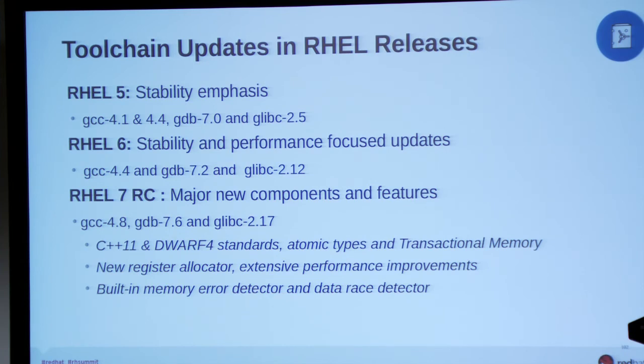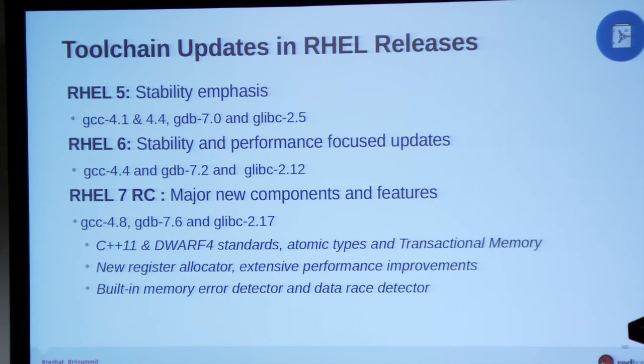And just to pull out some of the quick headlines on GCC, what do I get as a developer? So you get C++11 and DWARF 4 standard support. You're getting guaranteed atomic accesses to memory, so you can have a variable and you can use that to synchronize across threads. You're getting transactional memory, where you can have a group of instructions and you can have them act similar to a database transaction. So all of their effects on memory either happen completely as a group or they roll back and none of it happens.